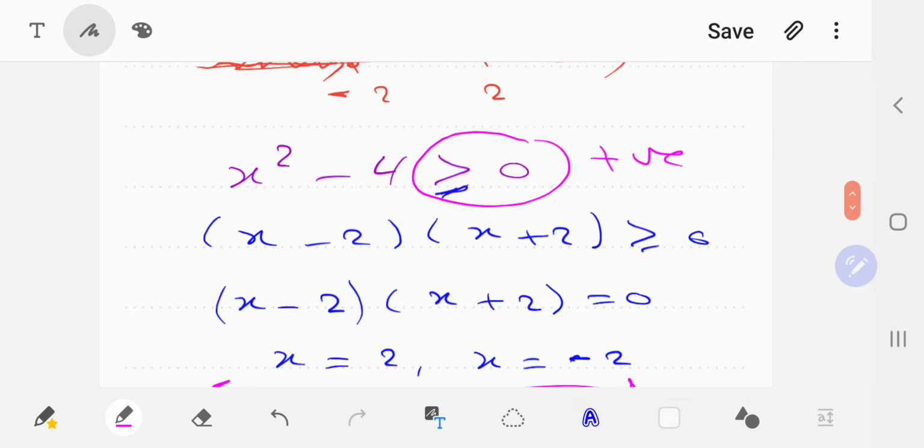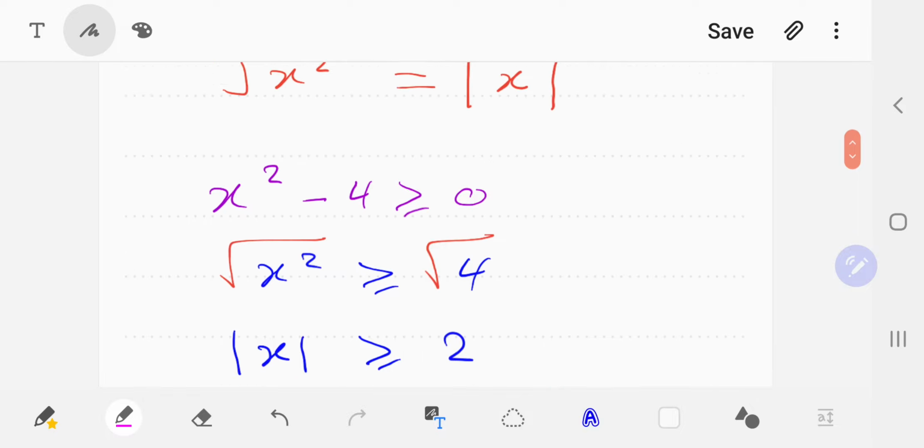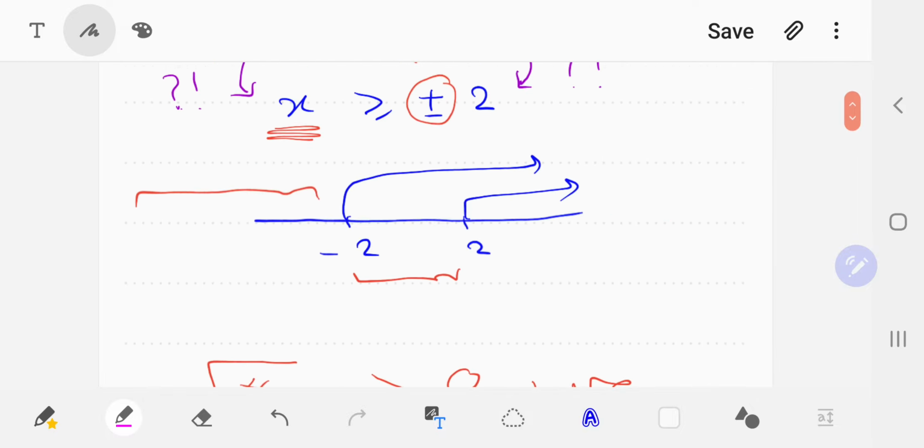I hope that this fixes a misunderstanding about the square root and how to solve a quadratic inequality.